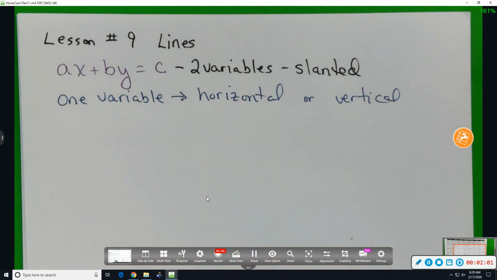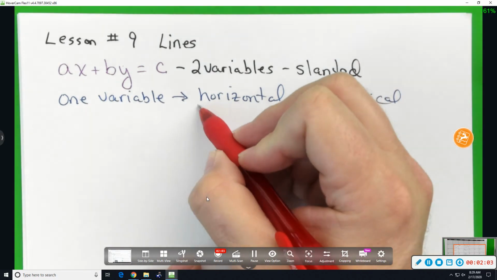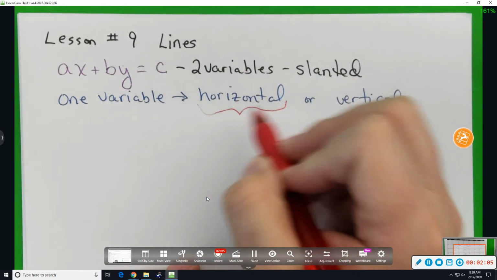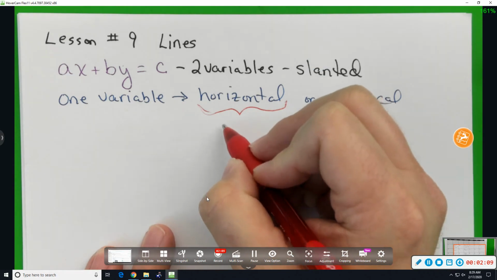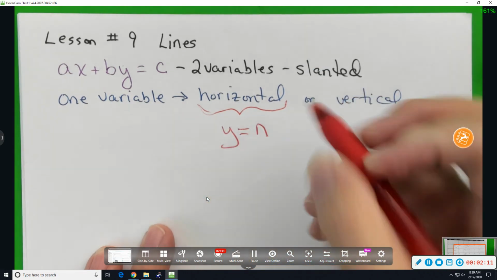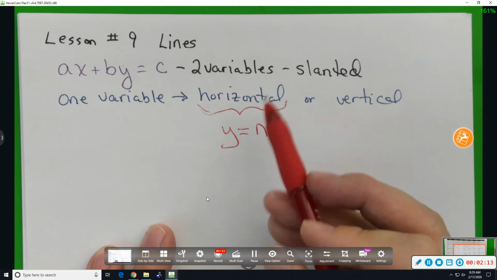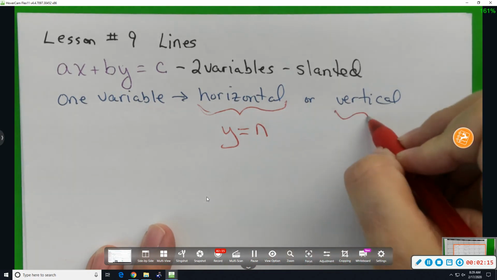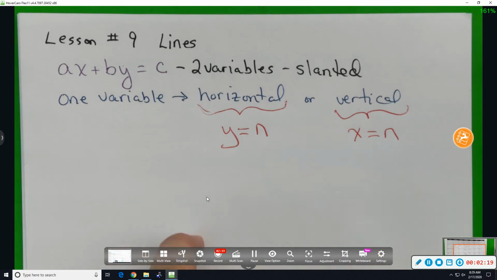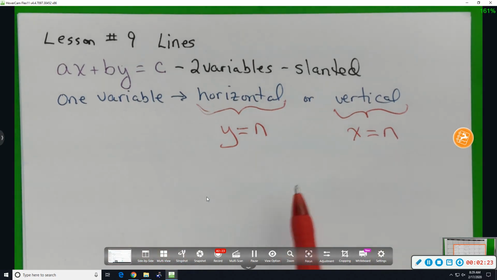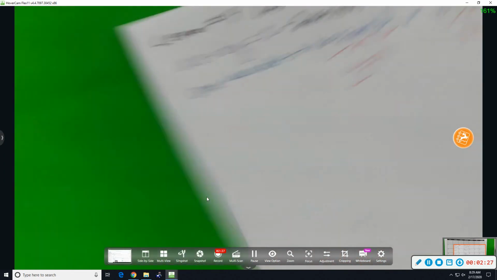I would mention though, if it's a horizontal line, the letter that's going to appear in the equation is a y. If you can write the equation in the form y equals a number, you have a y but no x, horizontal, and x and no y would be a vertical line. And it's exactly the opposite of what most people think at first. They think horizontal, that's the x-axis.